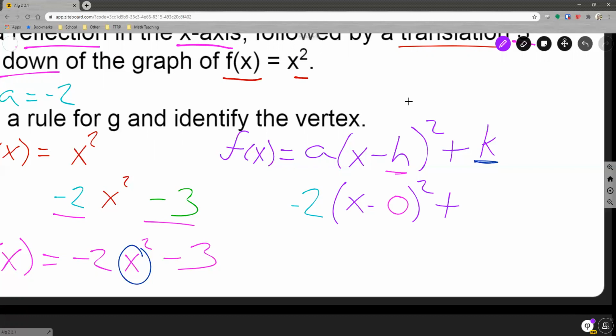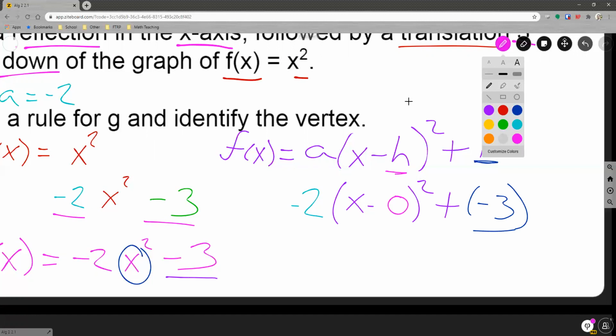Well, I know my k value in this case is going to be -3. So I'm going to go ahead and put that in for my k. That's going to be the vertical part of the position of my vertex. And now I know both of those coordinates for my point.